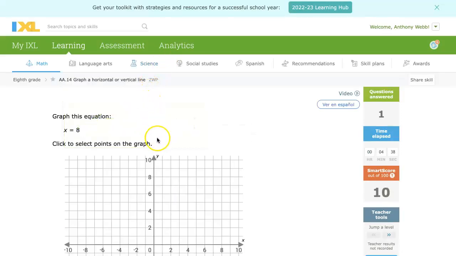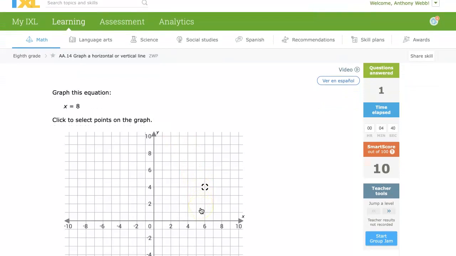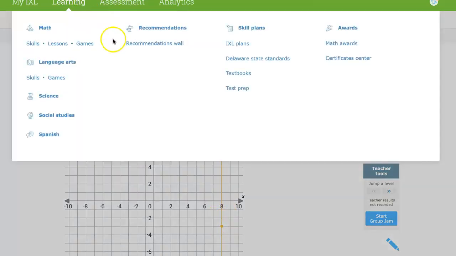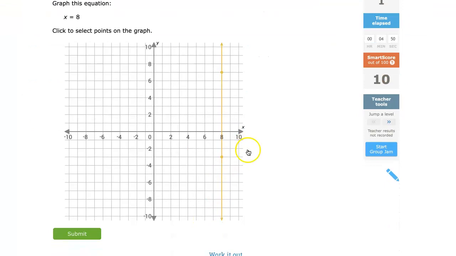Okay, so then here we've got another x equals 8. So that would mean for us that we're going to go over here to +8. We're going to select one point at 8. And like I said, it does not matter which one. And then we can go ahead and hit submit.